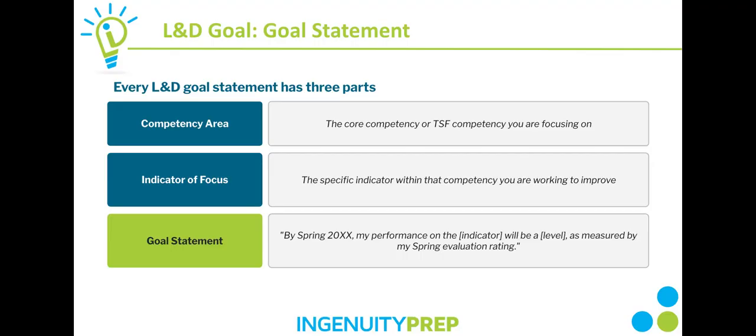Let's start with the goal statement. Learning and development goals all follow the same three-part structure. First, you name the competency area you are focusing on. Then you name the indicator of focus within that competency, which is the specific thing you are working to improve on. Then the goal statement itself follows a consistent pattern. By spring 20X, my performance on this indicator will be at A, as measured by my spring evaluation rating. So unlike a performance goal where the statement is about student outcomes, the L&D goal statement is about reaching a target rating on a specific indicator as measured by spring evaluation.